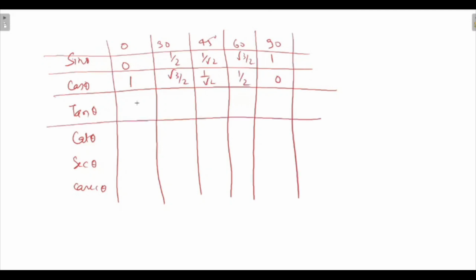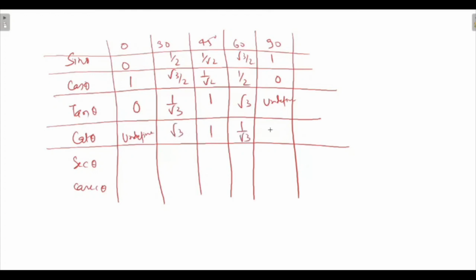Then tan theta is 0, then 1 by root 3, this is going to be 1, this is going to be root 3, and this is going to be undefined because this is going to be 1 upon 0. Now similarly, cot theta is going to be undefined, root 3, 1, 1 by root 3, 0.